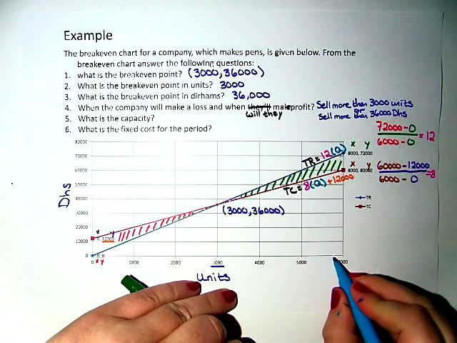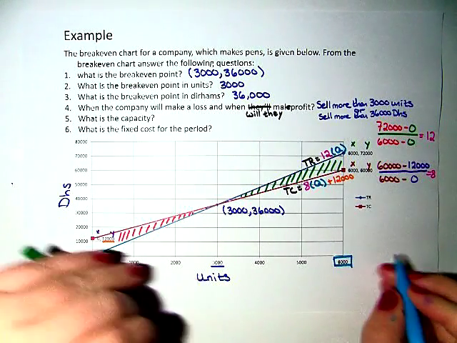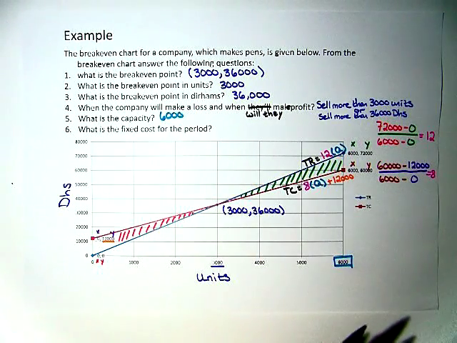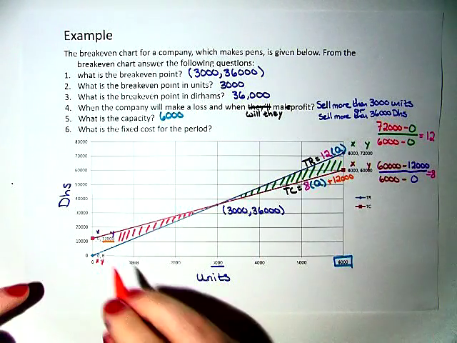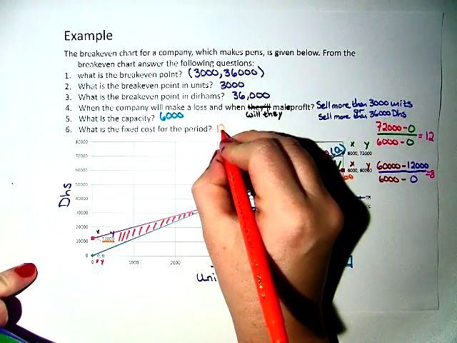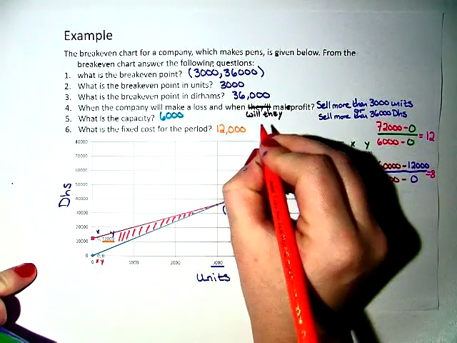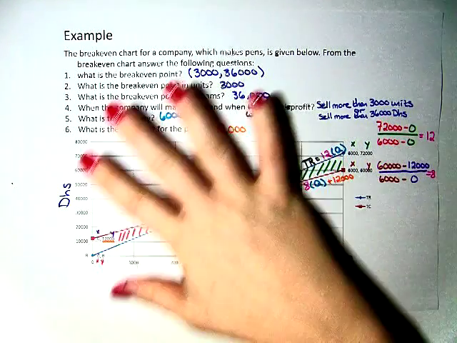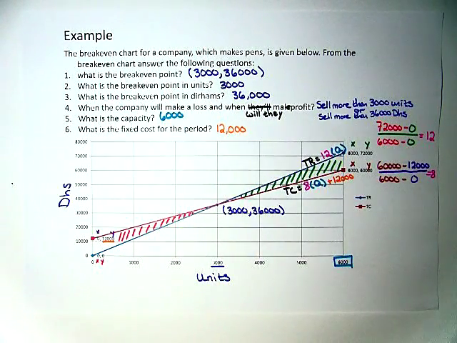Okay, what is the capacity? Okay, so the capacity is the highest point on this graph, which in this case is 6,000. What is the fixed cost for the period? Okay, the fixed cost we already figured out. That was 12,000. So you can see how in one graph there is a lot of information going on with break-even analysis. And this is only one way to do break-even analysis, looking at a graph. We'll also be doing the algebraic method and the unit contribution margin method.